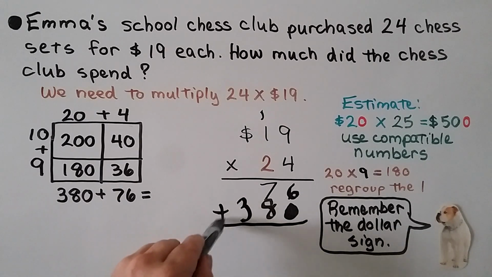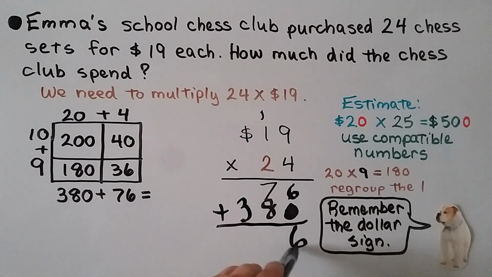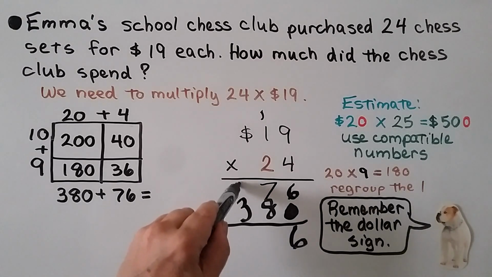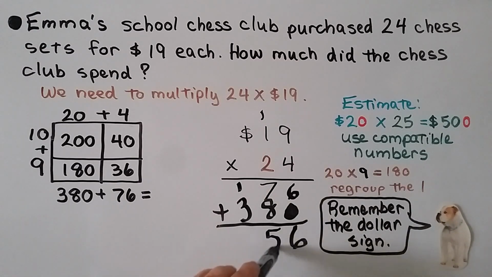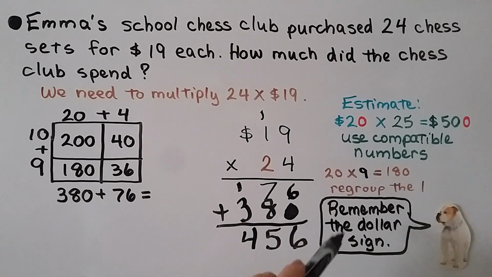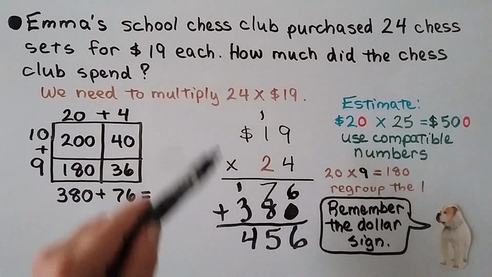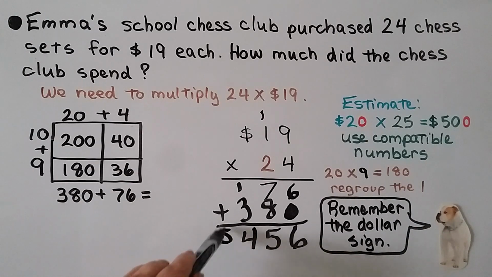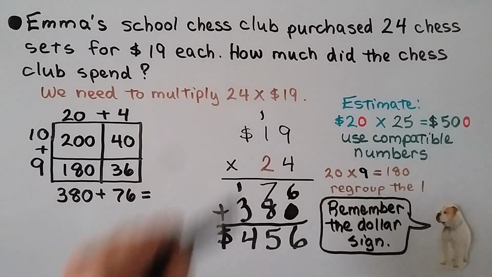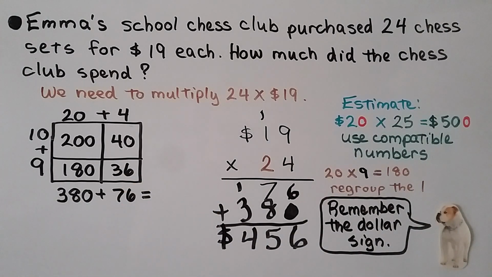Now we add our partial products. We've got a 6. We've got 8 plus 7 is 15. We regroup the 1 and put the 5 down. 3 plus 1 is 4. And we have to remember the dollar sign because this was a word problem about money. And we had a dollar sign there. So we know they spent $456.